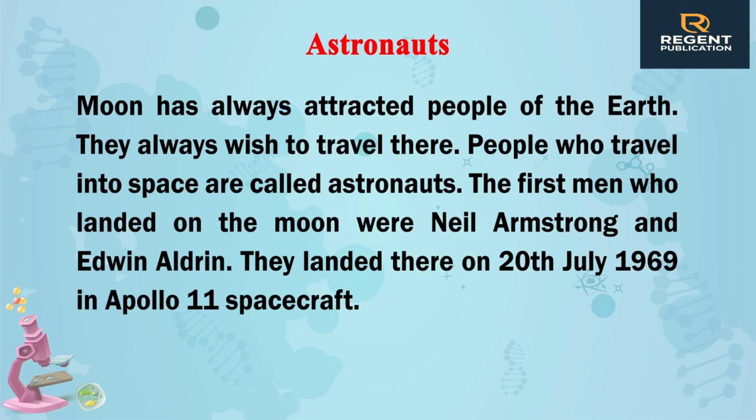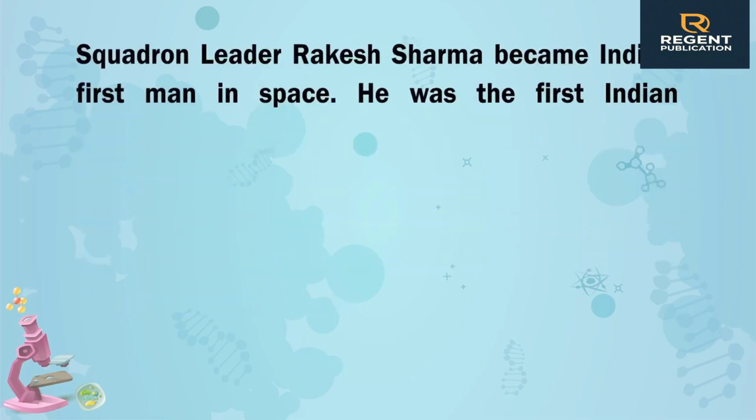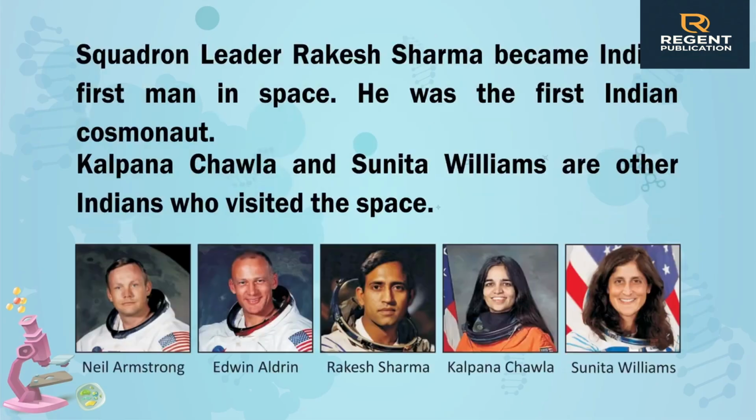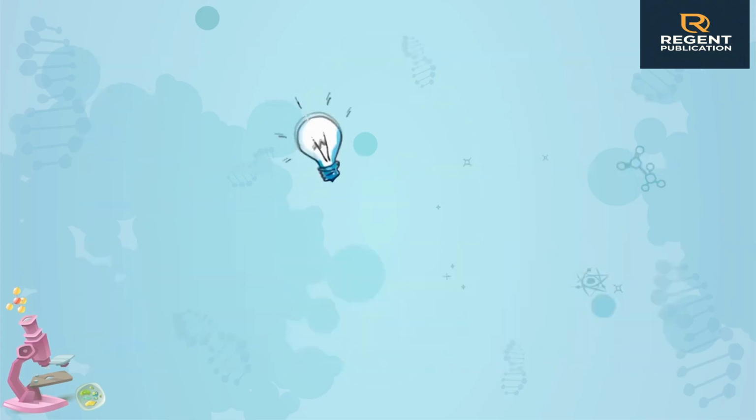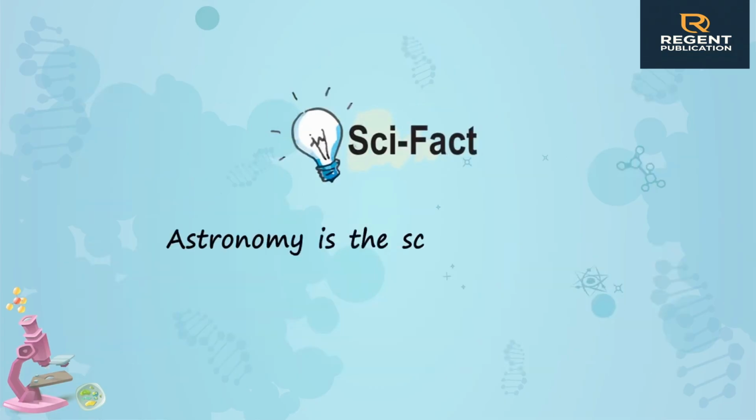Squadron Leader Rakesh Sharma became India's first man in space. He was the first Indian cosmonaut. Kalpana Chawla and Sunita Williams are other Indians who visited space. Scientific fact: astronomy is the scientific study of heavenly bodies.